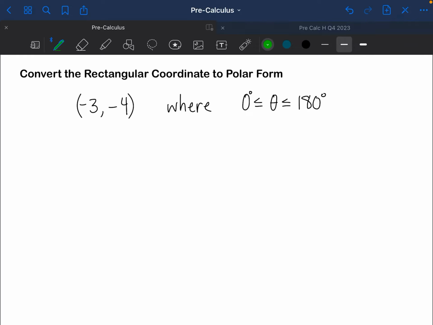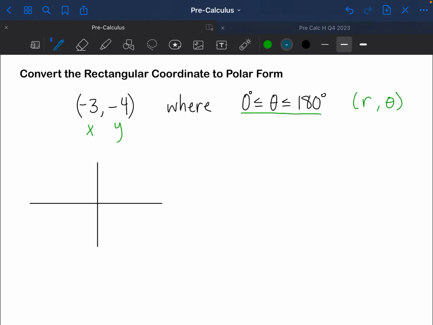Let's convert the rectangular coordinate to polar form. Here we have our xy coordinate, and we need to get this into the form of r theta. I like to draw a picture. It helps me visualize it, especially because in the end, we're going to want our angle to be between 0 and 180. So this makes it easier to check your answer in the end if you draw a picture.